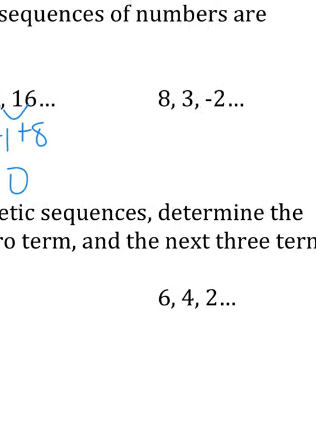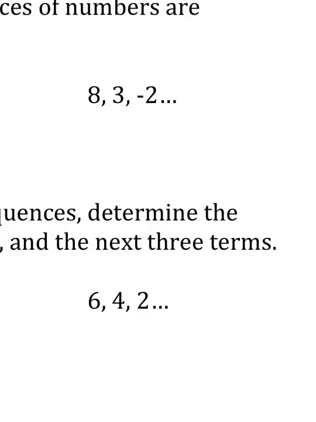Okay, let's look at one more. So we have 8, 3, and negative 2. Well, 8 to 3, that is subtracting by 5. And then 3 to negative 2, that's also subtracting by 5. So we have minus 5 and minus 5, subtracting by the same number. So yes, that is an arithmetic sequence.